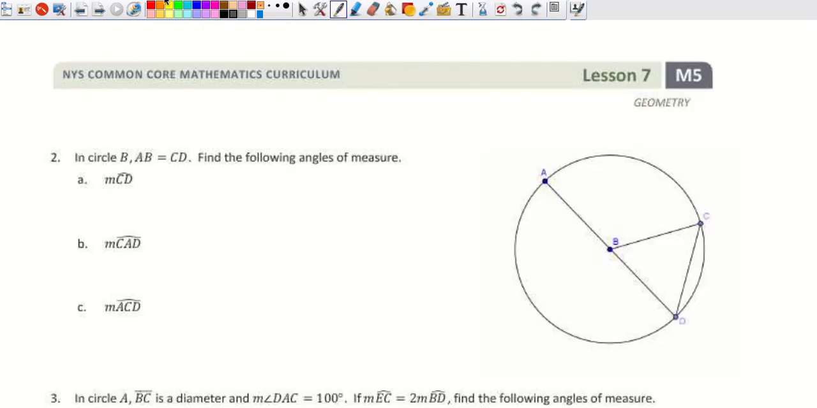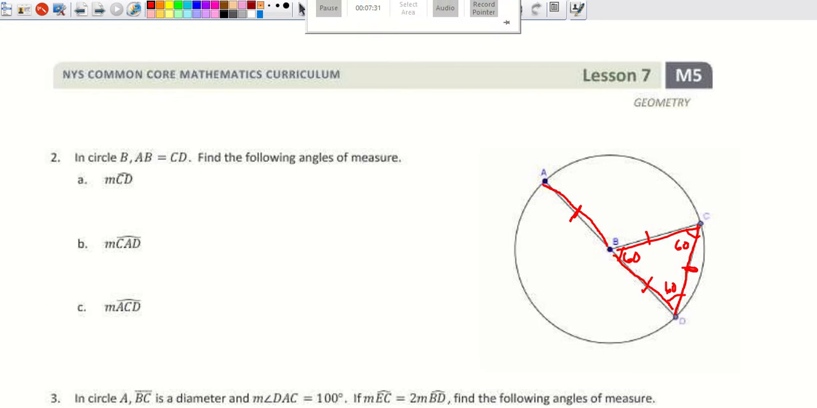Okay, so going to the next question. In circle B, AB is equal to CD. So we know that these two lines are equal. Okay, and if they're equal, these are also the radii. That means that all of these lines are actually equal because these are all radii, and CD was equal to AB. So that tells us really that this triangle is actually equilateral, and all of these are equal to 60 degrees.